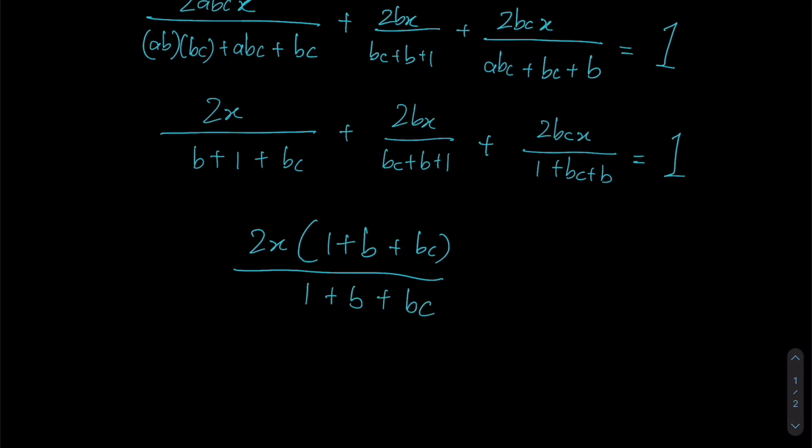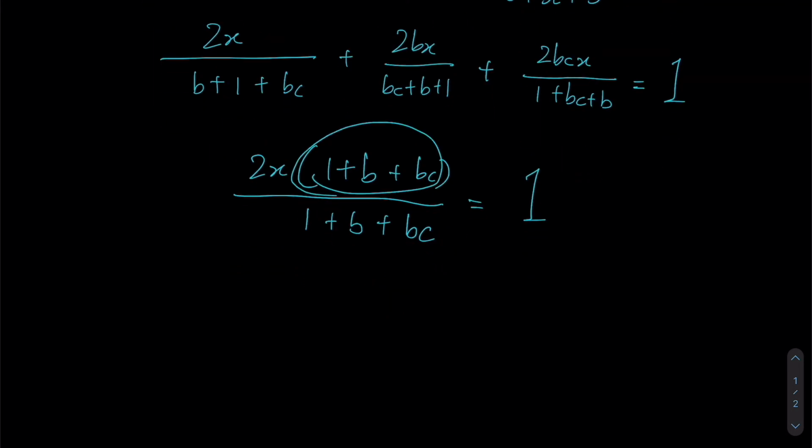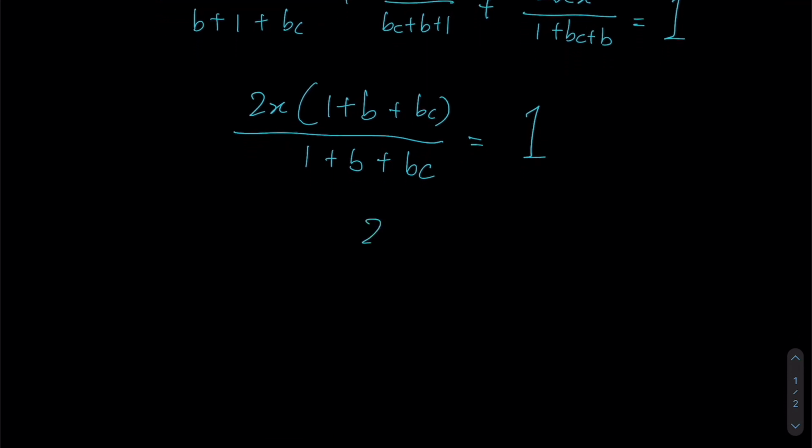And at this stage, it shouldn't be hard to recognize that this expression is exactly the same as the one in your denominator, and therefore they'll be able to cancel each other out, leaving us with a simple equation of 2x equals to 1, and therefore x must be equal to half. And this would be your final answer.